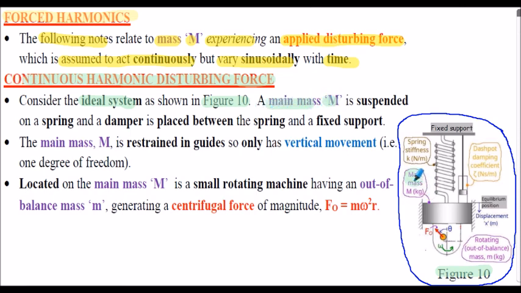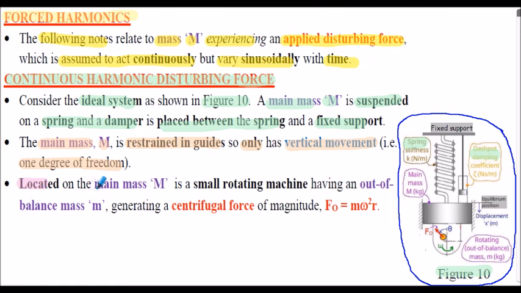Here is the main mass, capital M, suspended on a spring and damper, placed between the spring and the fixed support. Here's our spring, here's our dashpot damper. The main mass, M, is restrained in guides, so it only has vertical movement. This is termed 1 degree of freedom.